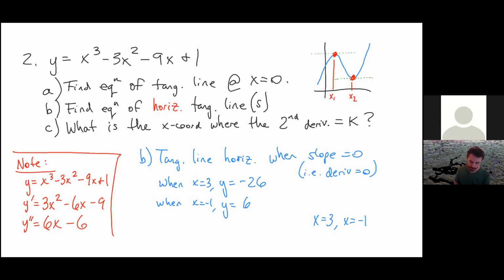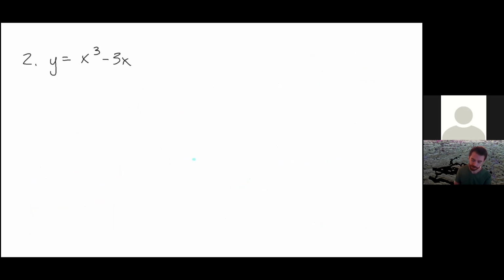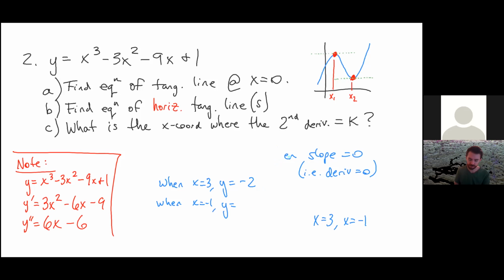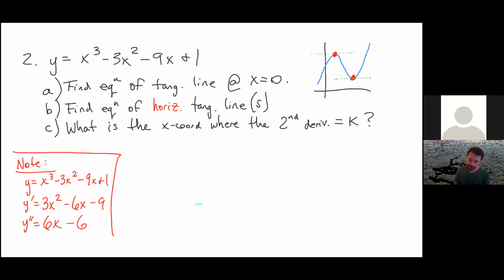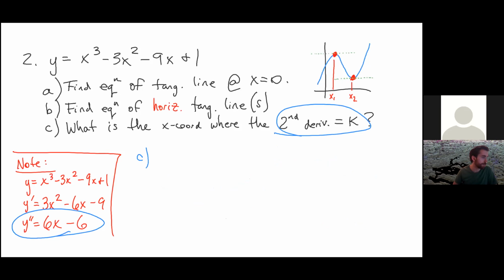Part C says, what is the x coordinate where the second derivative equals something that we're calling k? Okay, so k is just a number. I don't know what number it is, sadly, so I'll have to mess around with letters instead of just numbers, but that's okay. We're pretty good at algebra now. So what is the x coordinate when the second derivative equals k? That part of that sentence should imply I take the second derivative here and just set it equal to k.